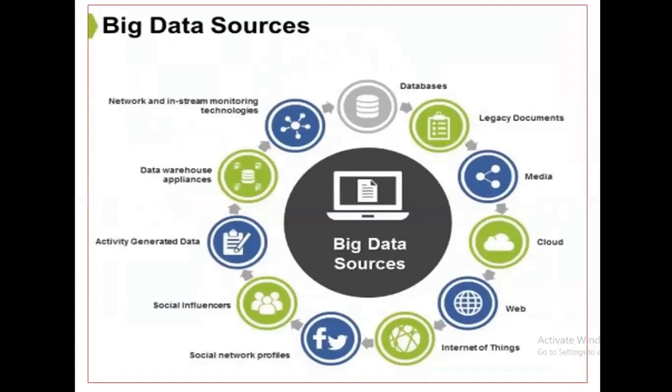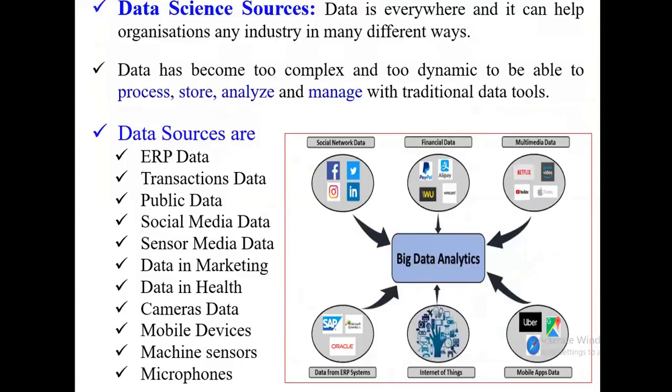So where is this data coming from? What are the big data sources? Like a Facebook database, legacy documents, old databases, media database, cloud database, web database, social influencers, machine-generated data, data warehousing applications, network-related IoT databases. So ERP data is a big database for data science applications. Maybe transaction data, public data, social media data, data in health, data in marketing, mobile devices data, cameras data, microphones data. Data is everywhere and it can help organizations in any industry in many different ways.